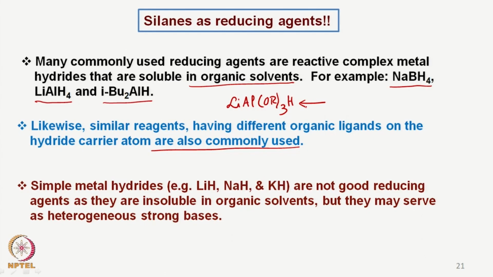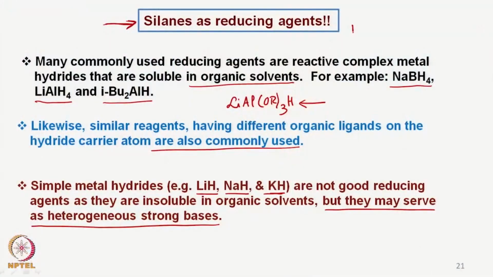Simple hydrides such as lithium hydride or sodium hydride and potassium hydride are not good reducing agents, as they are not really soluble in organic solvents. Of course, they react violently with protic solvents, and obviously do not dissolve in other solvents such as ether or tetrahydrofuran. However, because they are ionic and they are kind of hard anions, they behave as strong bases. So, these are used as strong bases to remove an acidic proton to generate an anion.